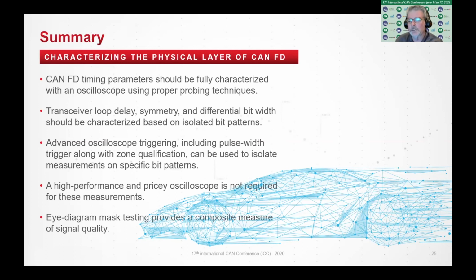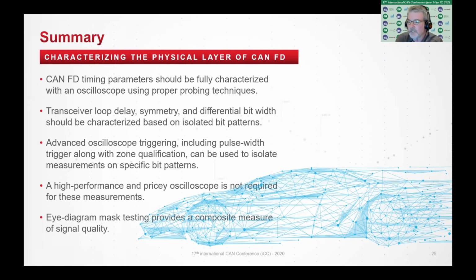Advanced oscilloscope triggering, including pulse width trigger along with zone qualification, can be used to isolate measurements on these specific bit patterns without programming something specifically in. And a high performance and pricey oscilloscope is not required for these measurements. A 4-channel scope with 200 megahertz bandwidth, 5 gigasamples per second is more than enough.